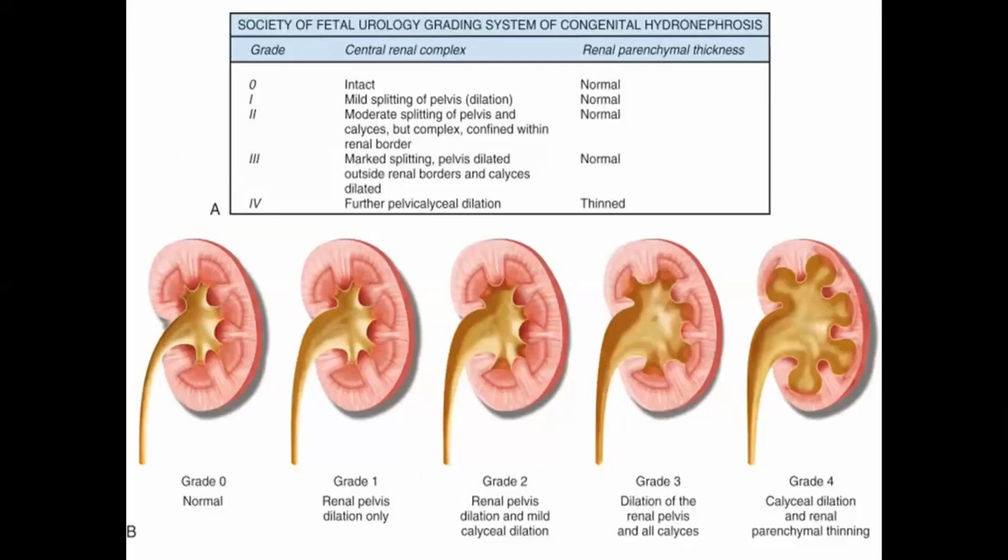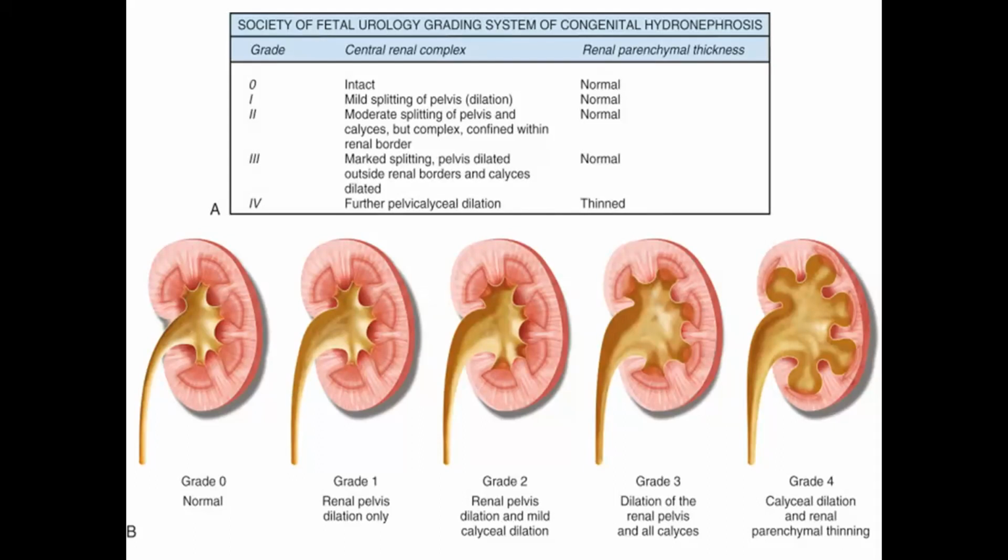But there is another classification, a fetal urological grading system, which assesses the kidney. Grade 0 is absolutely normal. Grade 1, you're getting a renal pelvic dilatation. Grade 2, you're getting pelvic dilatation and mild calyceal dilatation. Grade 3, you're getting a dilated pelvis with all the calyces dilated. And grade 4, you're getting calyceal dilatation and renal parenchymal thinning. So in this classification, renal parenchymal thinning is present at grade 4.